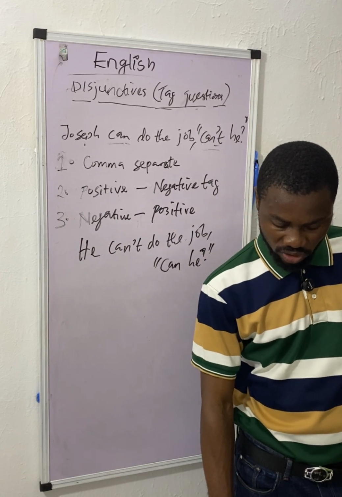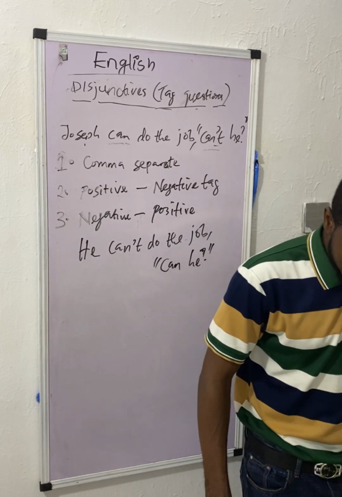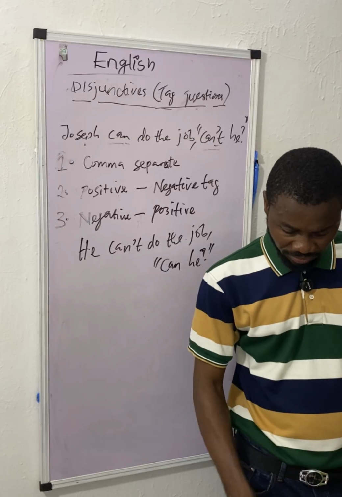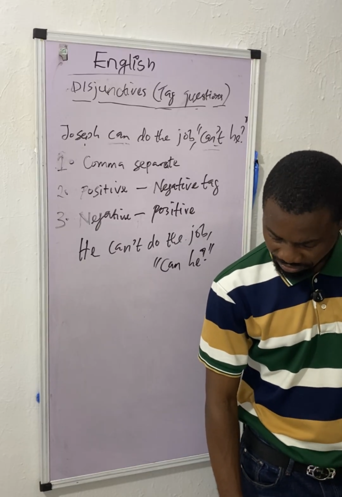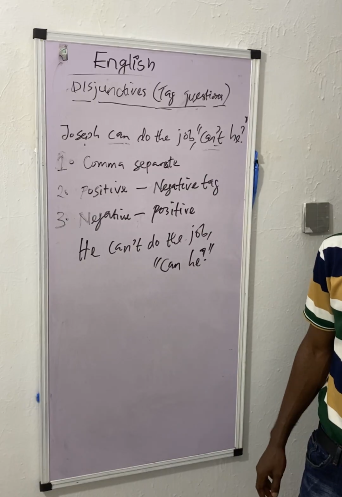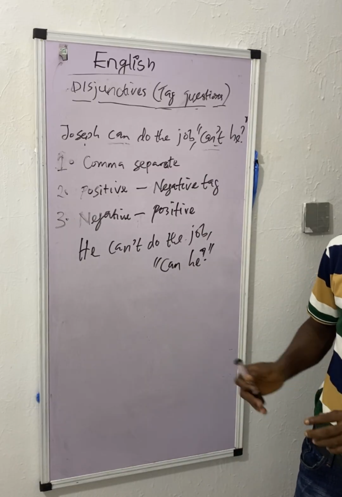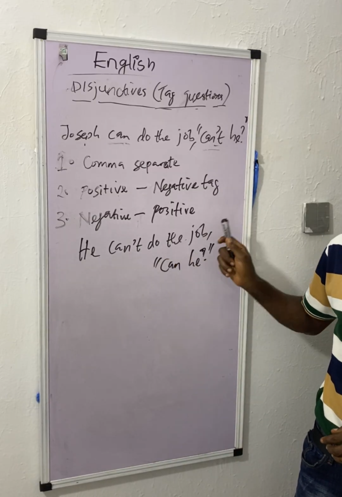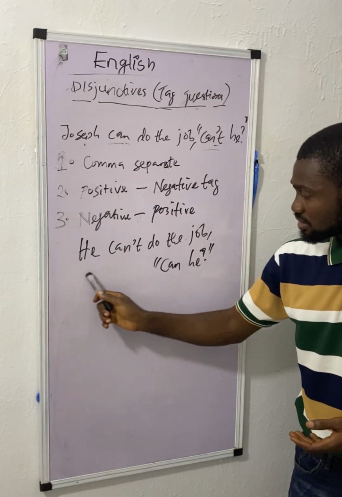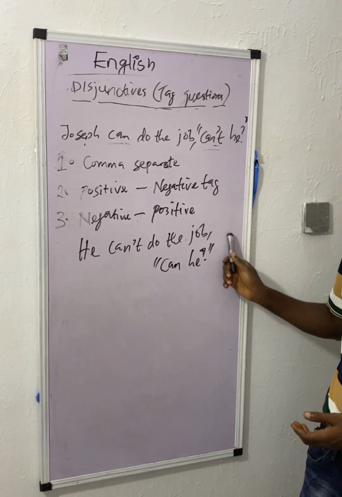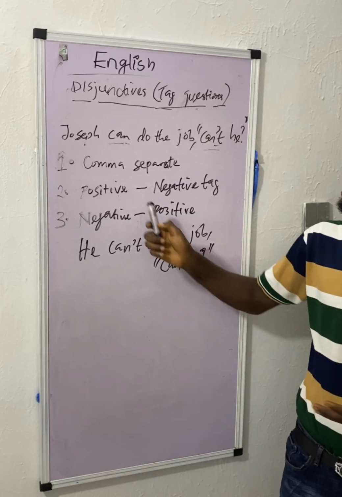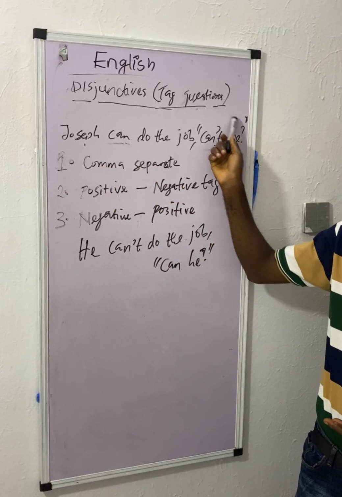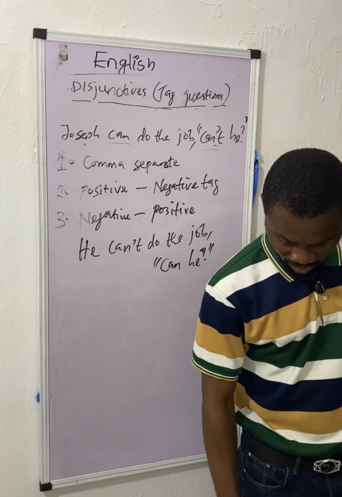Then the next rule is the tense of the statement should be the same in the tag. All right. Maintain the tense. I always say this. If you look at this one, he can't do the job. What tense is this? This is a present tense. It's telling you that he cannot do the job. So maintain the tense. This one is Joseph can do the job. This is still in the present tense. So maintain tense.